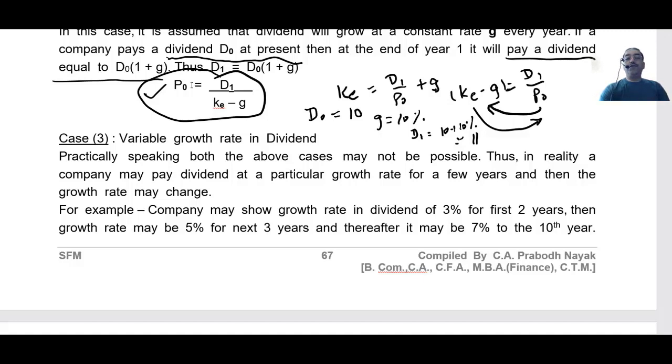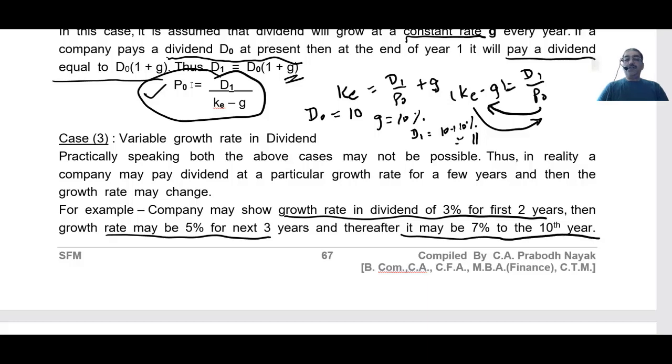That is what I've got here. D1 is equal to D0 value plus the growth, D0 into 1 plus G. So that same thing I have put in the form of formula here. P0 is equal to D1 upon K minus G. Now here G is always a constant growth rate. But if the growth rate is not constant, if the growth rate changes, for example, the company may show a growth rate in the dividend of 3% for the first 2 years, then the growth rate may be 5% for the next 3 years. Thereafter it is 7% to the 10th year. So something like this is given to you.